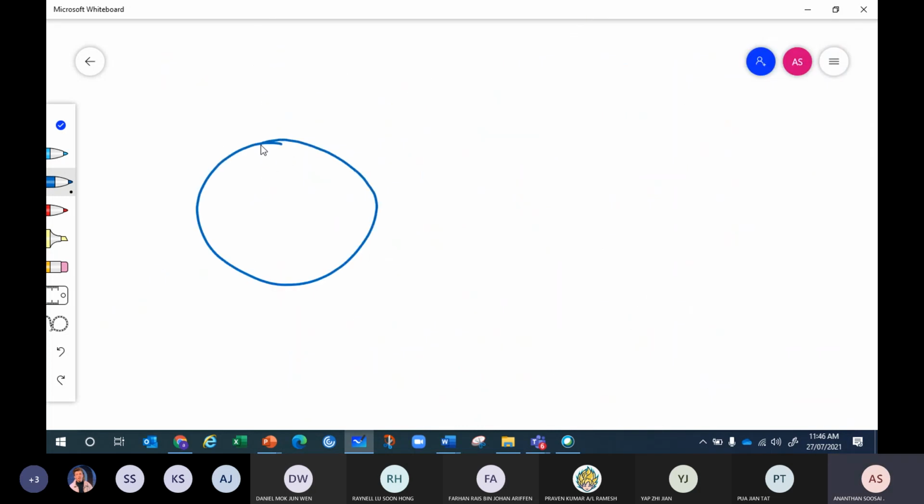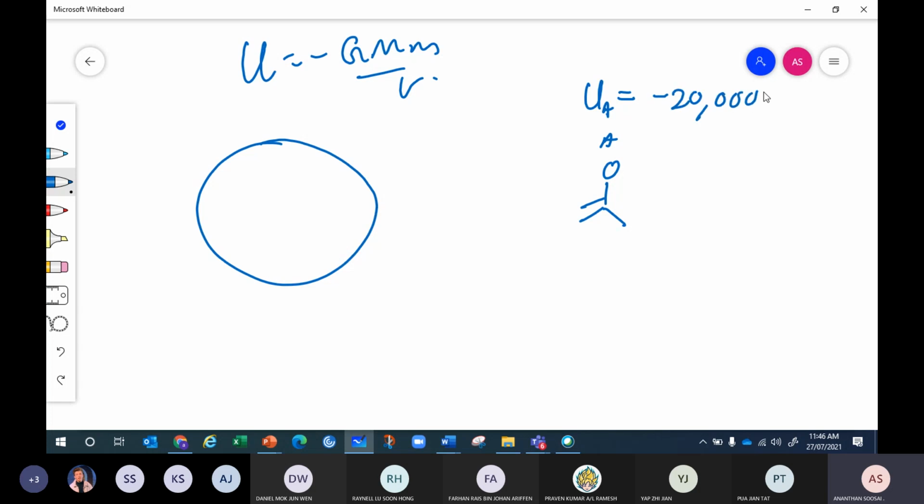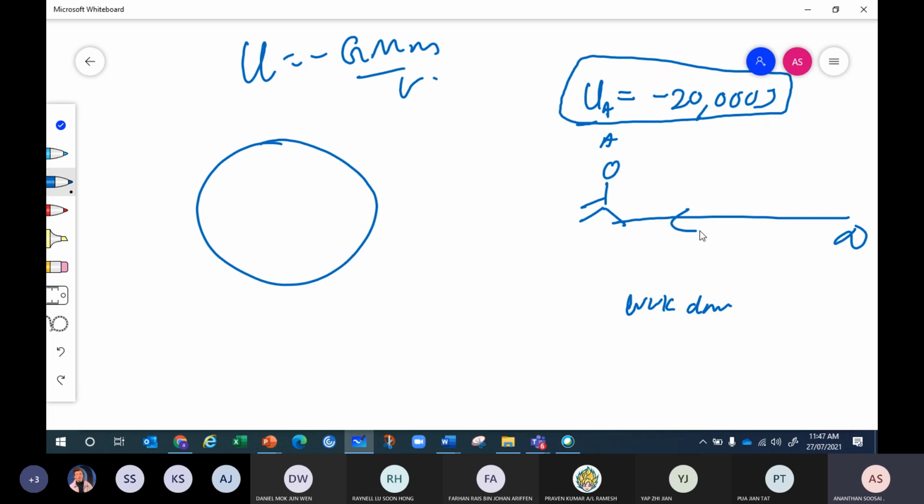So this is the Earth. Gravitational potential is negative GMm over r. Let's say you are at point A here, away from the Earth. Let's say the gravitational potential energy you possess at point A is negative 20,000 joule. What do you understand by this value? What is meant by negative 20,000 joule? It's actually the work done to bring you from infinity to that point. The work done to bring you from infinity to that point is the gravitational potential energy you possess.